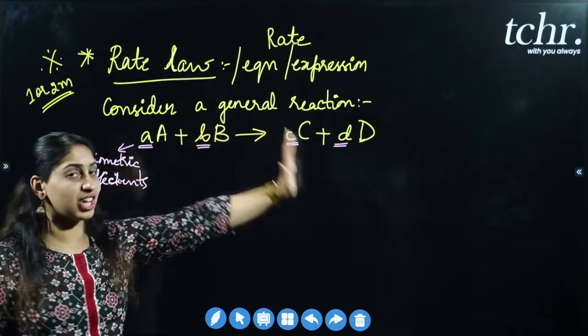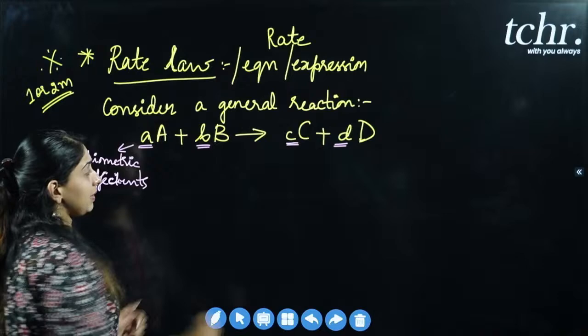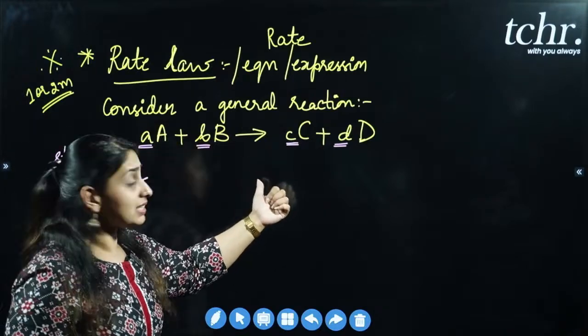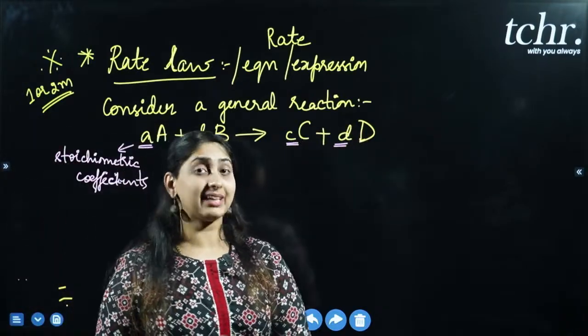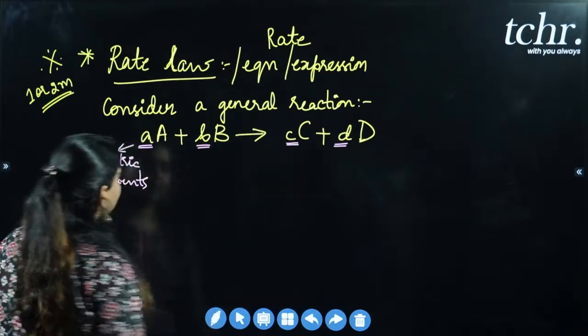So if this is the general reaction, then here under this what is A and what is B? The capital A, capital B represent reactants, capital C and capital D represent products. You know this. Then we will proceed with this particular reaction.